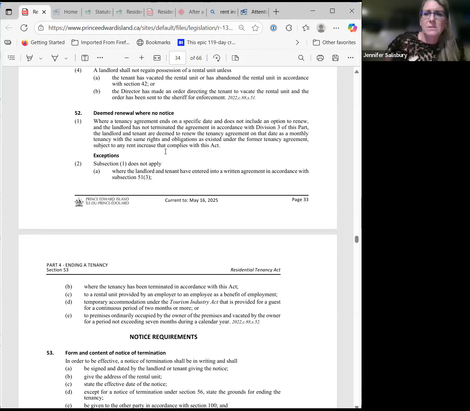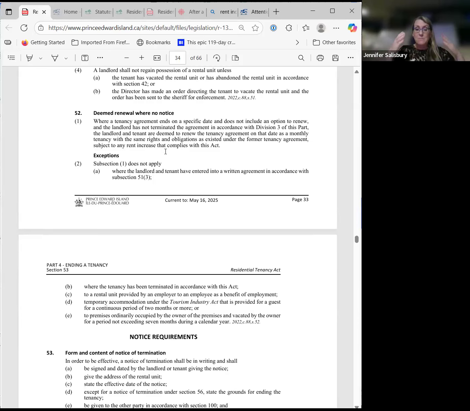Where a tenancy agreement ends on a specific date and does not include an option to renew, and the landlord has not terminated the lease agreement, the landlord and the tenant are deemed to automatically renew the tenancy on that date as a monthly tenancy. So it does auto convert, but that's interesting because they've used the term holdover previously. So it implies that it ends abruptly. I guess that would make sense.